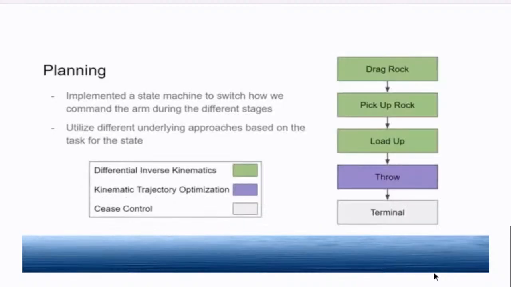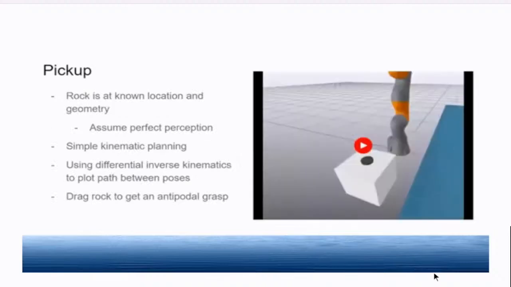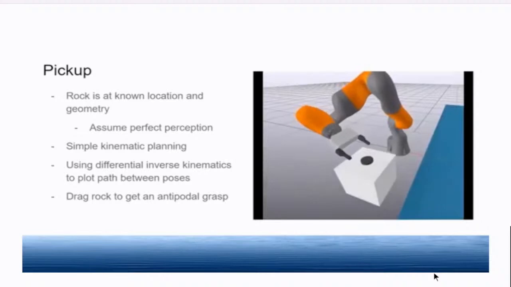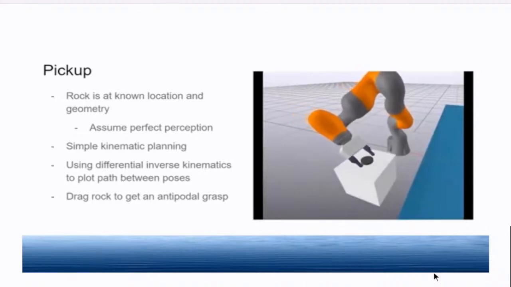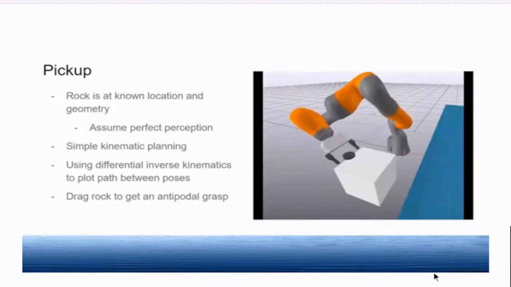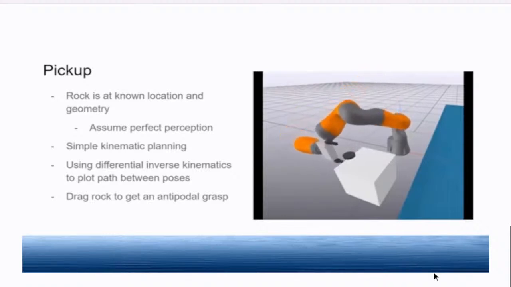Our setup consists of a state machine to switch how we command the arm. For each of these states, we have a different underlying control method as shown. For the pickup state, we utilize simple kinematic planning and differential inverse kinematics to drag the rock to the edge of the table. This enables us to get an antipodal grasp on the rock as shown in the video. Once we pick up the rock, we load the rock to an ideal initial throwing position.